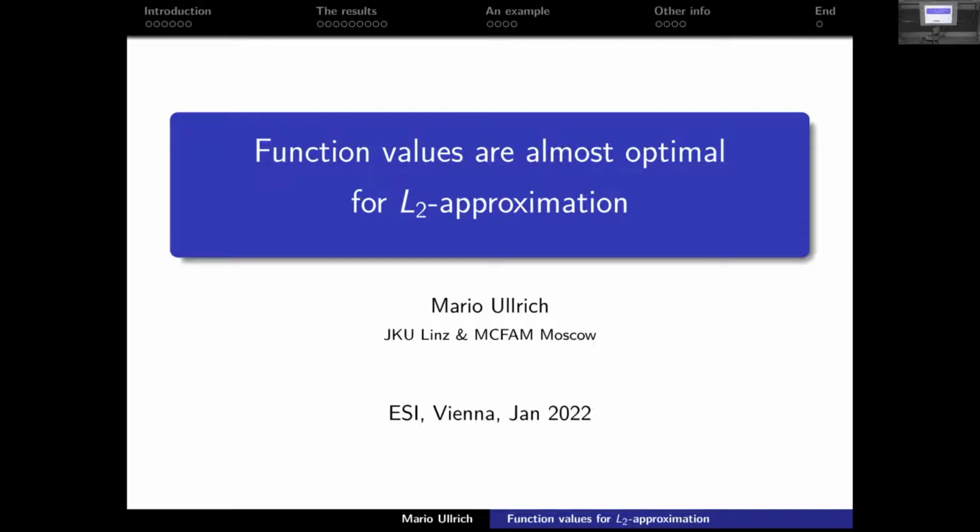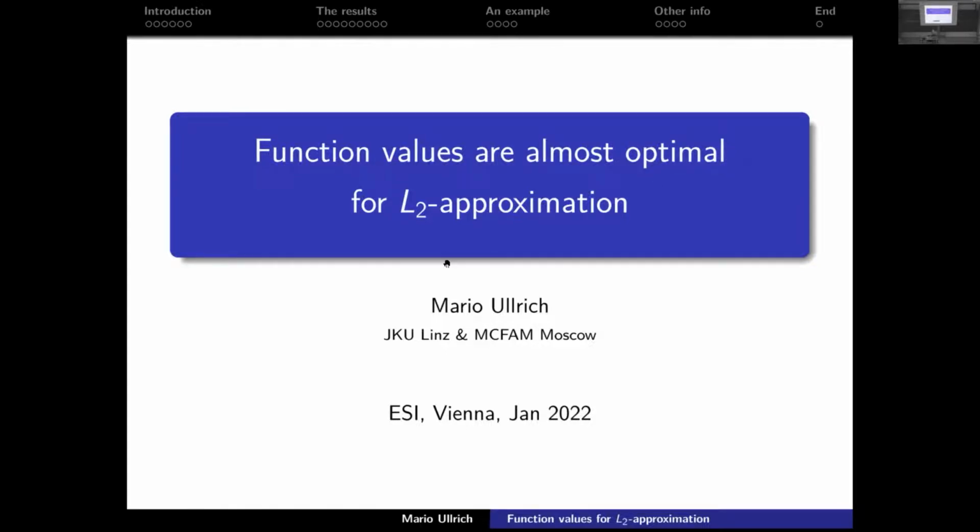And what I want to present today is joint work with David Krieg and with prior work of several other people. I will mention that in a suitable situation. It shows that function values are almost optimal for L2 approximation. And that's in a very general setting under a very natural assumption. So let me go through what I mean.